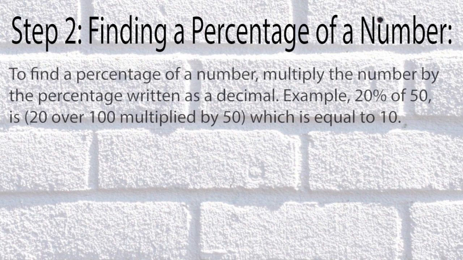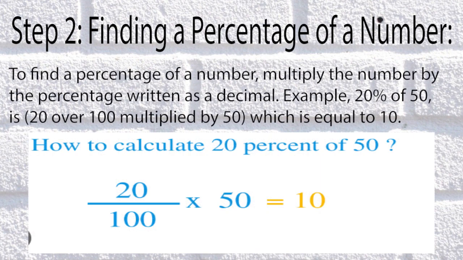Step 2: Finding a percentage of a number. To find a percentage of a number, multiply the number by the percentage written as a decimal. Example, 20% of 50 is 20 over 100 multiplied by 50, which is equal to 10.